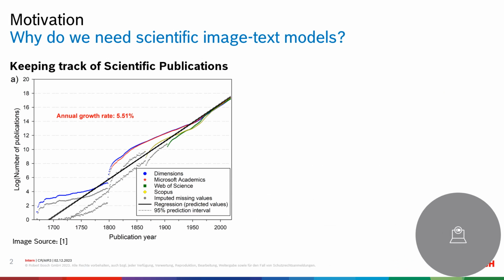So why do we even need scientific image-text models? In research and development, we spend a large fraction of the time reviewing scientific articles to keep up with state-of-the-art results. However, this becomes increasingly harder as the number of scientific publications grows exponentially and doubles nearly every 10 years. Most systems today that aid information retrieval are limited to textual data.